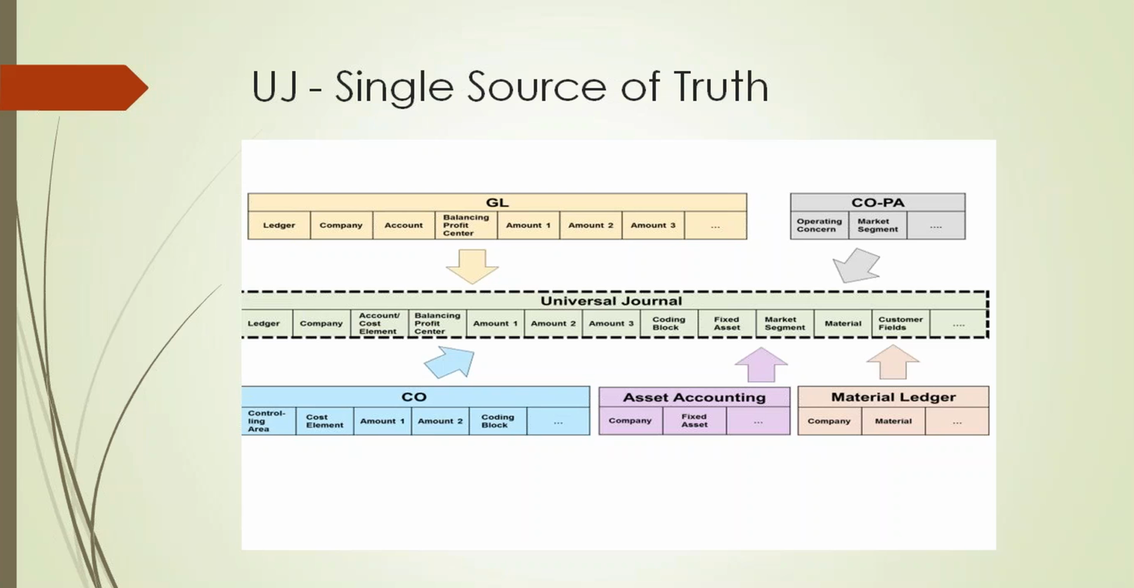Yes. So now it is not a separate component. It is a single component called the universal journal. In controlling, primary cost element and GL, is there a difference? There is no difference between GL and cost element. Both are the same.